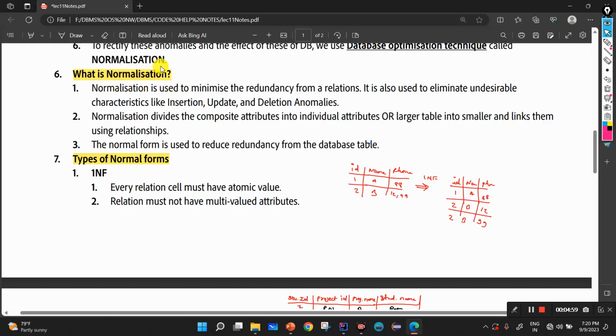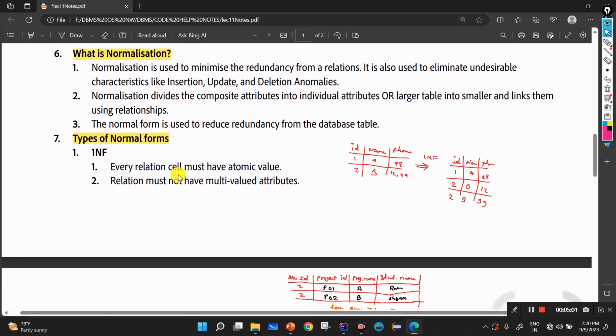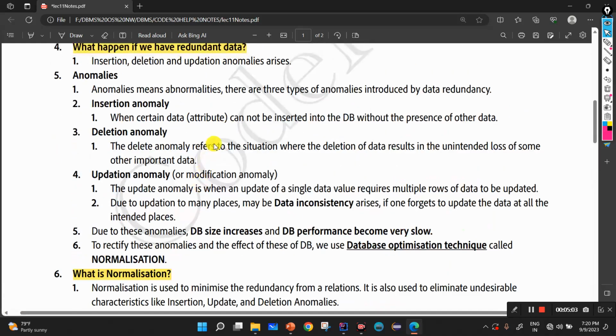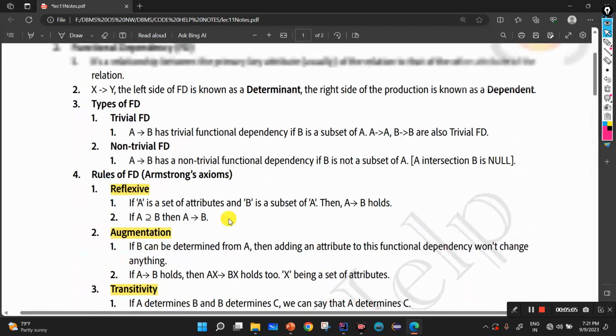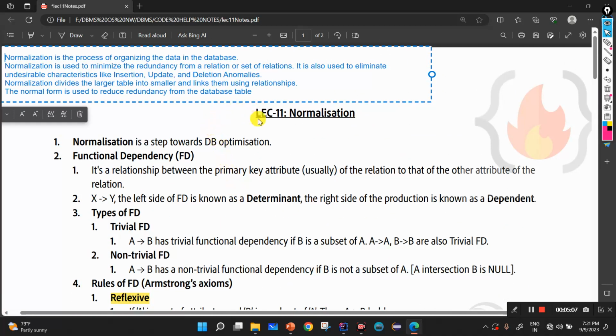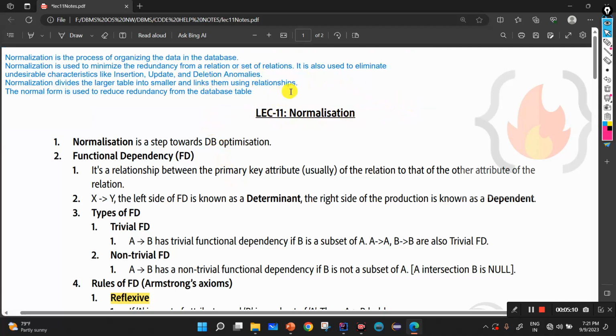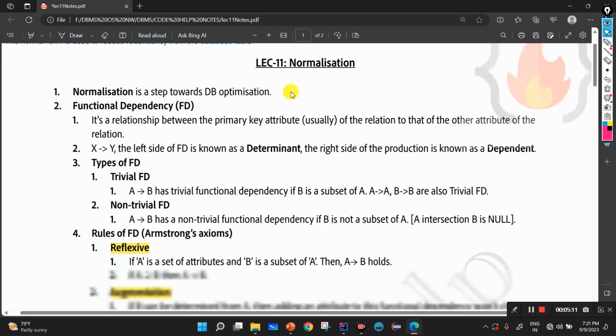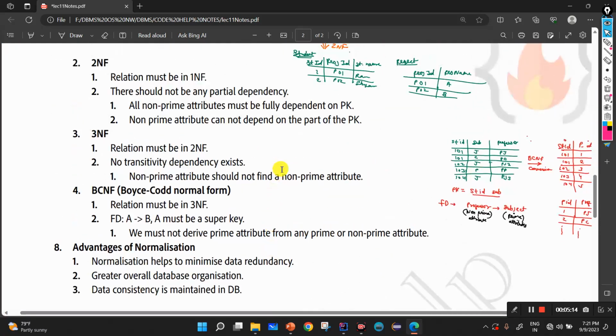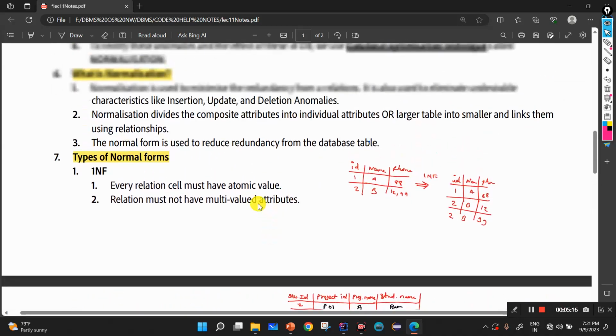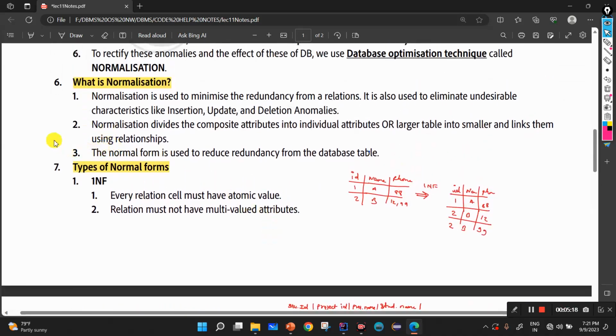So normalization solves these problems. Normalization, in other terms, we can say, is decomposition. Decomposition means breaking. We will break the table in such a way that redundancy will be removed, or minimized, you can say, because it is very difficult to remove 100% of redundancy.